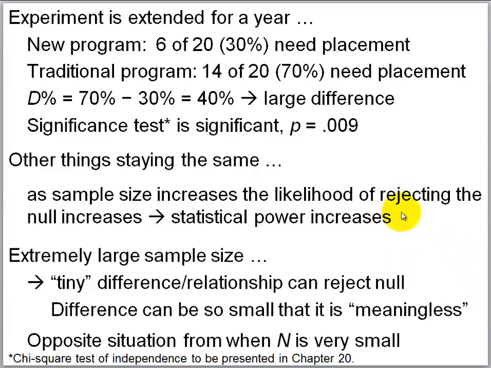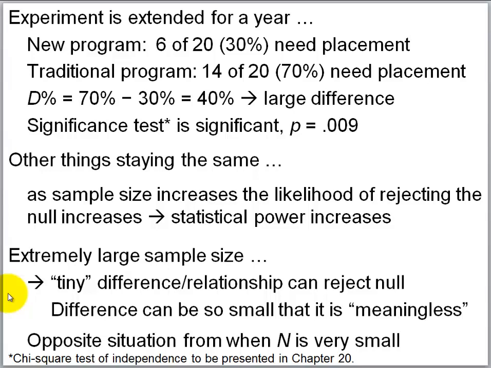So with very small samples, the problem is that your power is low, and that therefore you need very large relationships or very large differences in order to reject. Now with extremely large sample sizes, you can have the opposite problem. I mean, it's not really a problem.